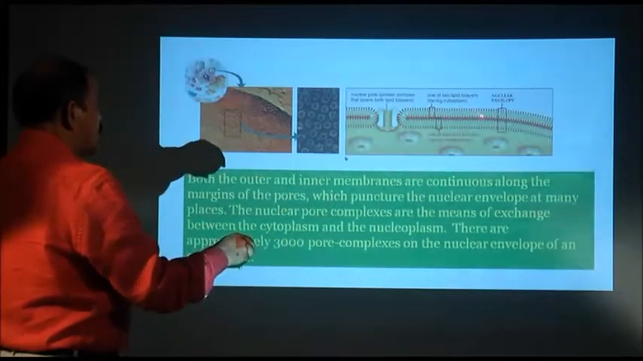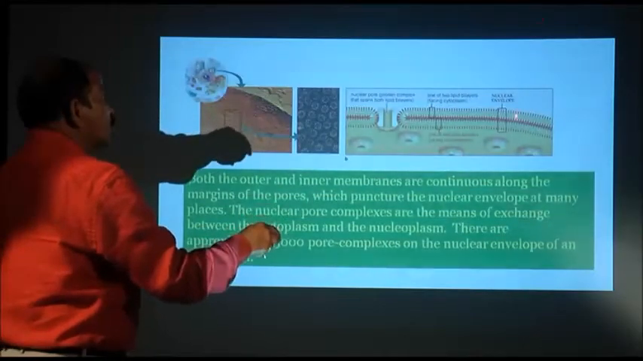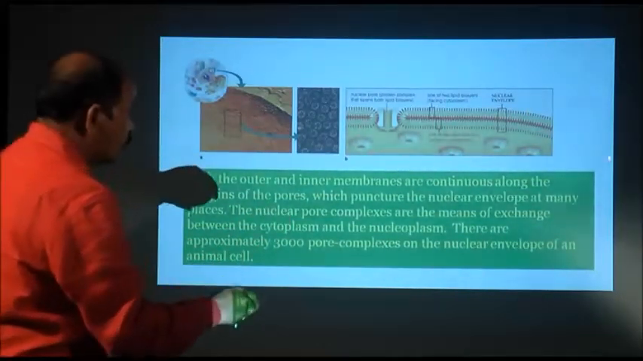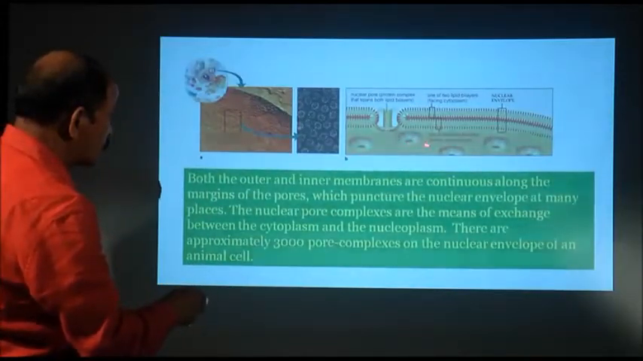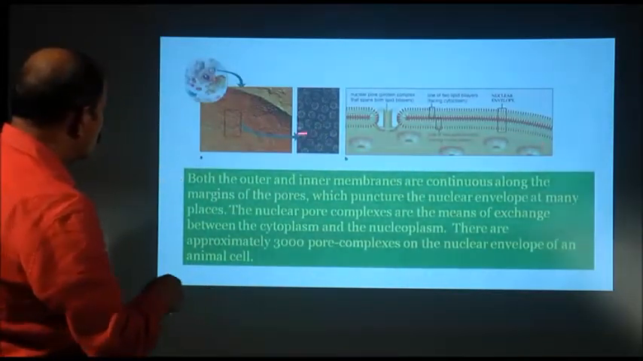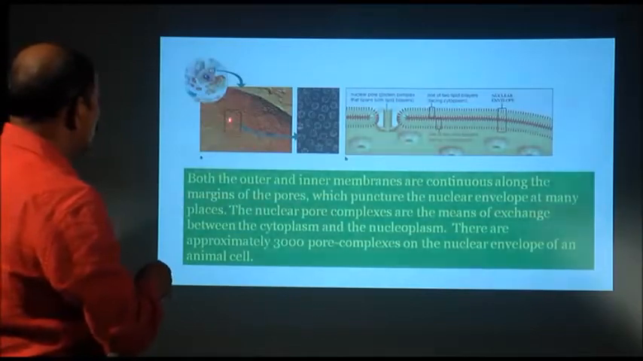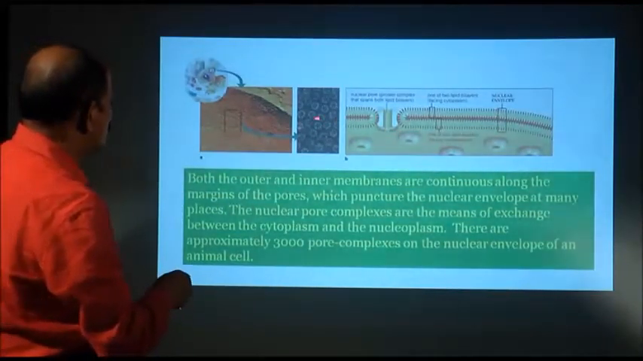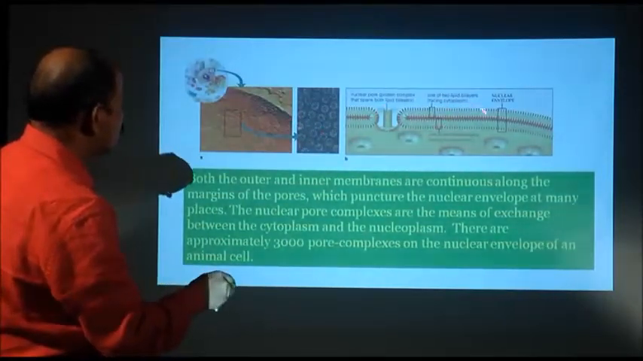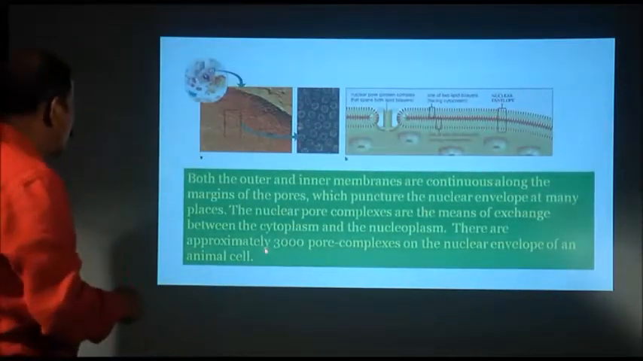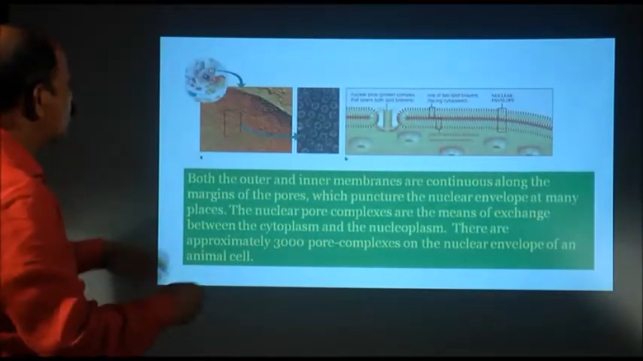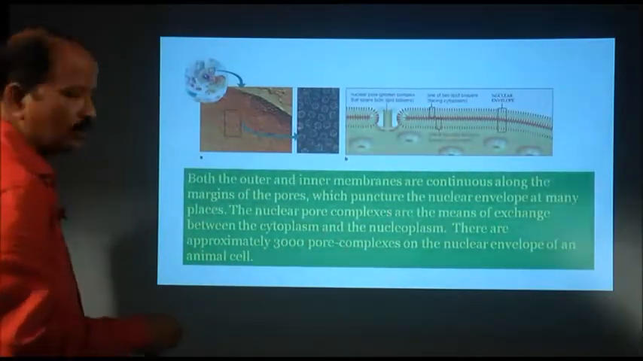Now this outer membrane is continuous with the endoplasmic reticulum, as we will see. As it is a computer generated model you can see the pore complexes. So this is the original photograph through scanning electron microscope and these are further enlarged and this is the computer generated model. I told you 3000 pore complexes are present in the animal cell and so many in the plant cell.